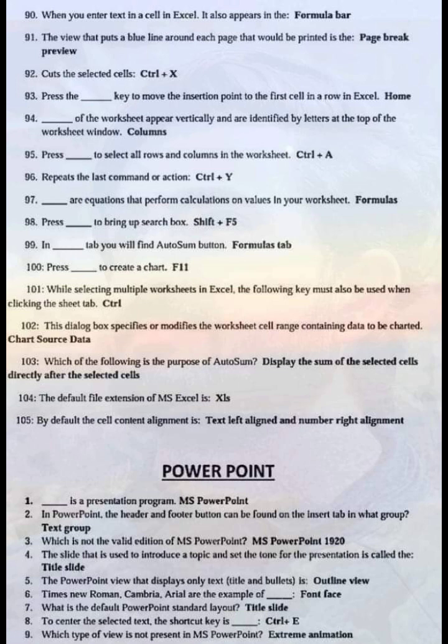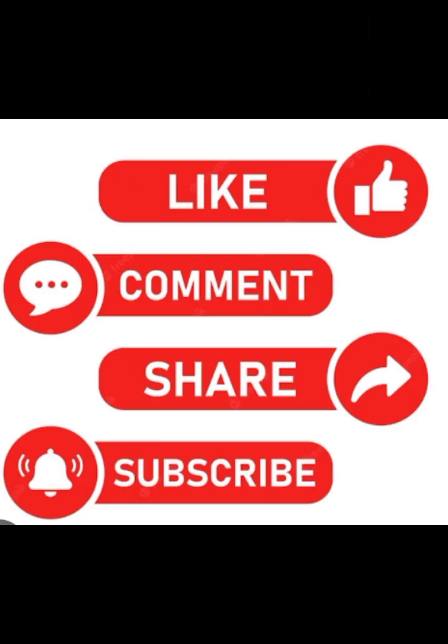Cuts the selected cells: Control plus X. Press the dash key to move the insertion point to the first cell in a row in Excel: Home. Press dash to select all rows and columns in a worksheet: Control plus A. Redo the last command or action: Control plus Y. Dash are equations that perform calculations on values in your worksheet: formulas. Press dash to bring up the search box: Shift plus F5. In the dash tab you will find the AutoSum button: Formula tab. Press dash to create a chart: F11.